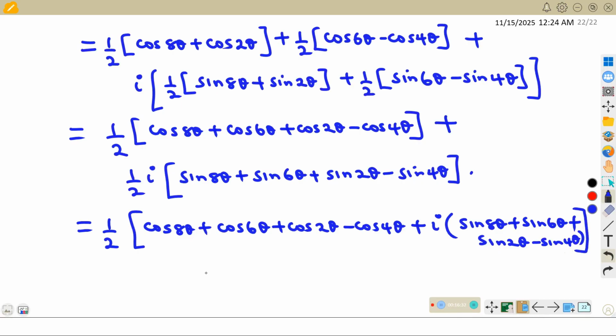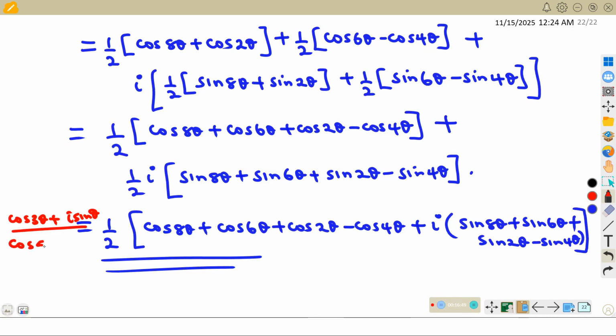So that is basically what we shall get, and that will be the answer to cos of 3 theta plus i sine of theta over a cos of 5 theta minus i sine of 5 theta. So that would be the answer.